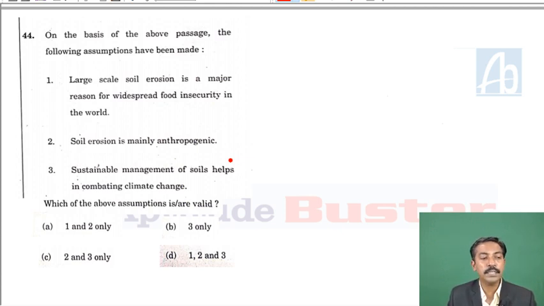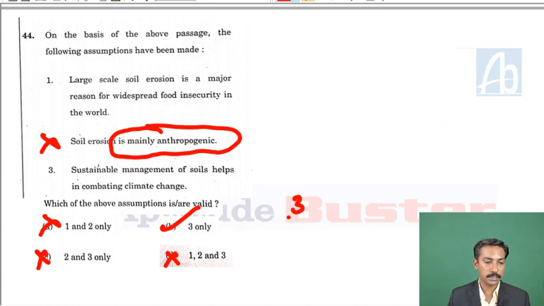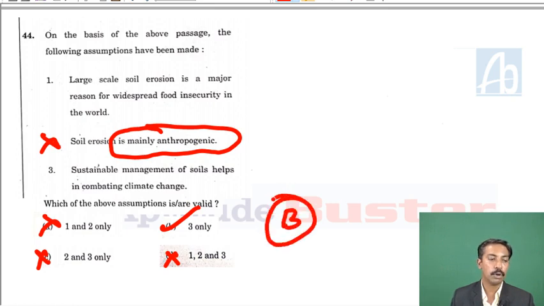Statement 1: Large-scale soil erosion is a major reason for widespread food insecurity in the world. Second statement, soil erosion is mainly anthropogenic, that's because of human activity. Nowhere in the text the cause for soil erosion is stated. So there is a chance that you might be tempted to pick this choice. Statement 2 is invalid. That helps us to eliminate option C and option D. Between the remaining, that lands us to the right choice. Answer is 3. Statement 1 only is valid, and the choice is option B.